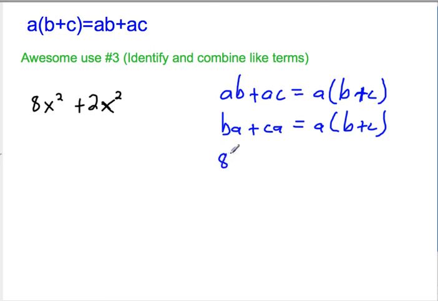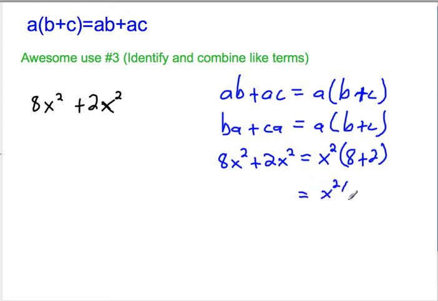So here's the 8, and then the A is the x squared, plus 2x squared. So 2 is the C, and notice the A is still x squared here. So the A is what they have in common. They both have x squared. So we have x squared out here, and then the 8 and the 2 for the B and the C, right? And so what we can see is we have x squared times 10, which is 10x squared. And so what we've done here is we've identified these as like terms because they're both being multiplied by this same thing, x squared.